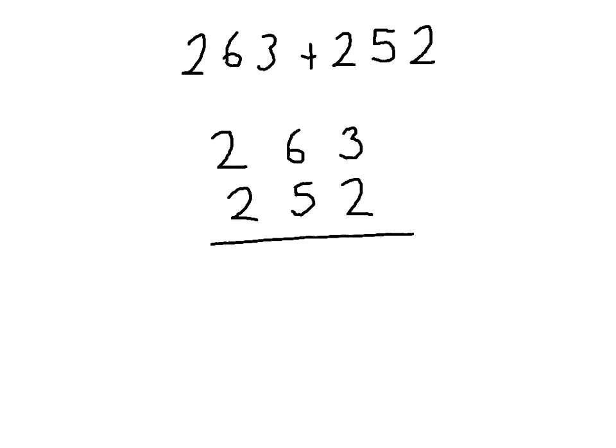Let's try another example. 263 add 252. Again, we make sure everything is lined up. The units, the tens, and the hundreds. And this is a quick method. So we're going to start with saying 3 add 2. 3 add 2 equals 5. We then move on to the tens column. 6 add 5. 6 add 5 is 11.